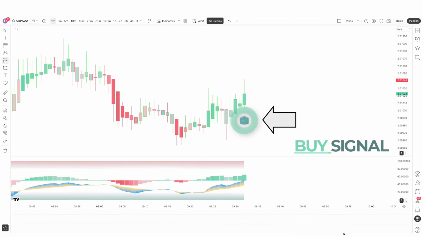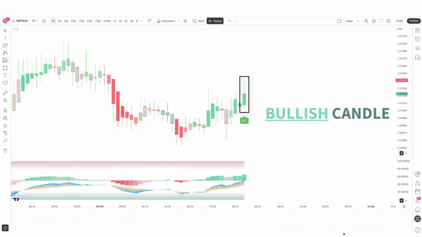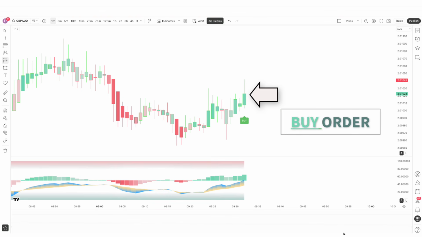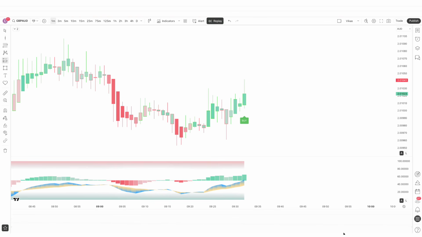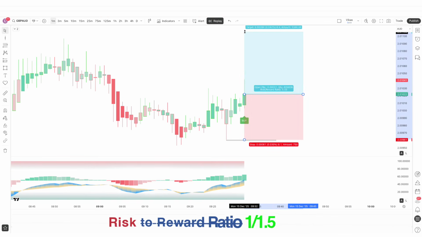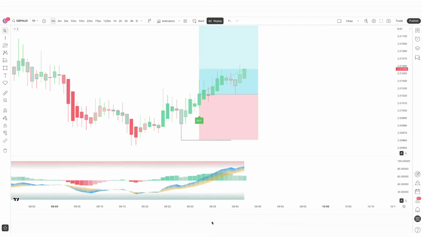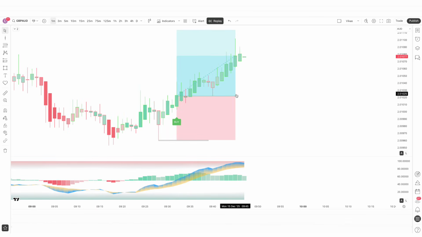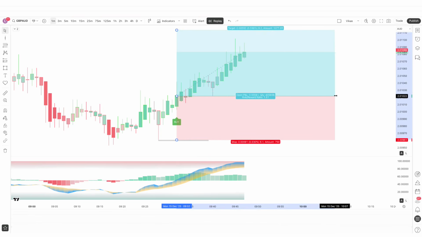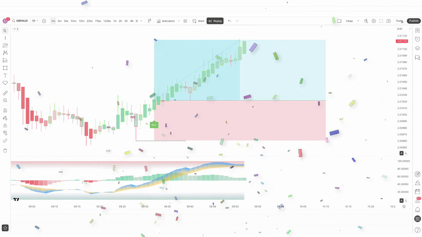When the buy-sell signal box of this indicator shows buy signal, when the blue area of MACD normalized is above the orange area, and when the market forms a bullish candle, if this condition is fulfilled, then we will place a buy order. Our stop loss is to be placed at the previous low of the market, and the risk to reward ratio will be 1 to 1.5. The market has completely hit the target.